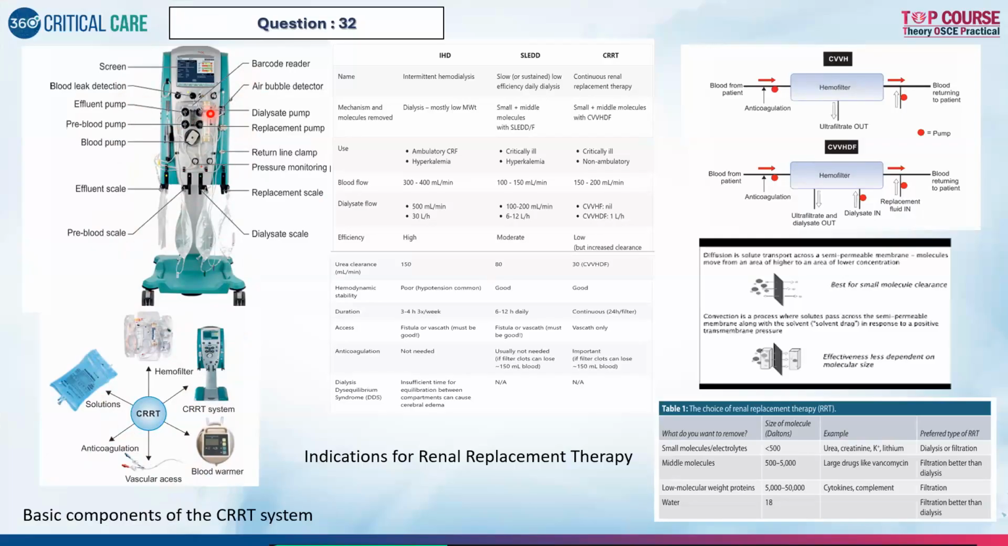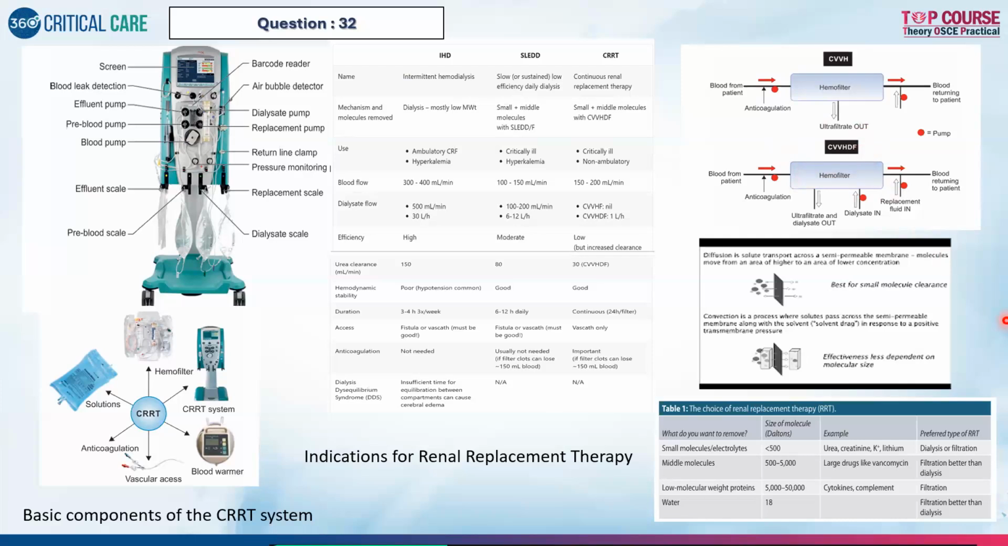Subsequent questions one can be asked are: what are the different types of dialysis that we know? What are the different types of CRRT techniques that we know? That is the CVVH and the CVVHDF or the CVVHF. What is the mechanism? That is the diffusion versus convection mechanism. That also is a potential question.